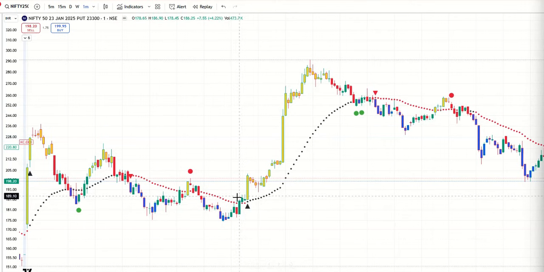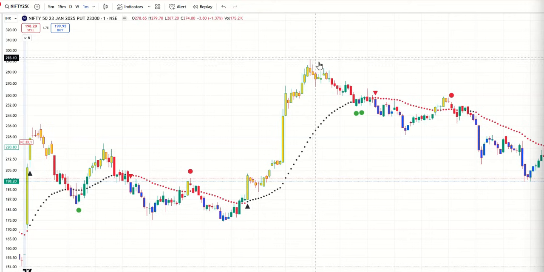Now let's look at how quickly the price is driven here. Once you see yellow and a black triangle, if you would have taken this 23,300 PE at 180, and this time is 10:36 and this is 10:58, which is around 22 minutes. In 22 minutes, the price went from 187 to 290, right? From here to here, exactly in 22 minutes, there is a 100 points gain. And that's what we call momentum.